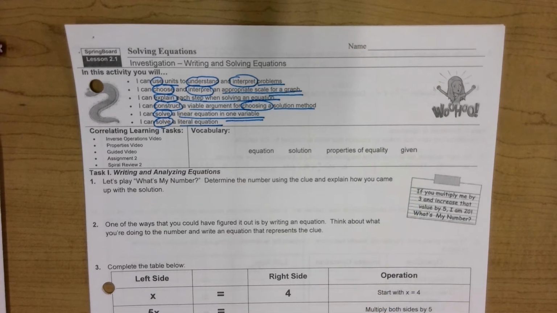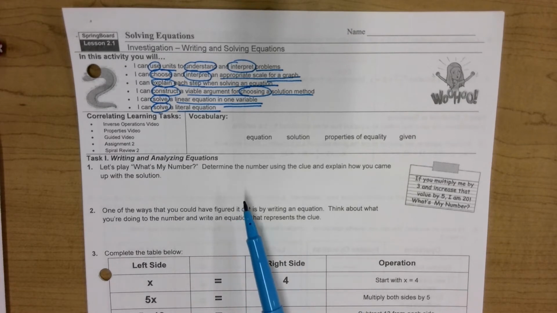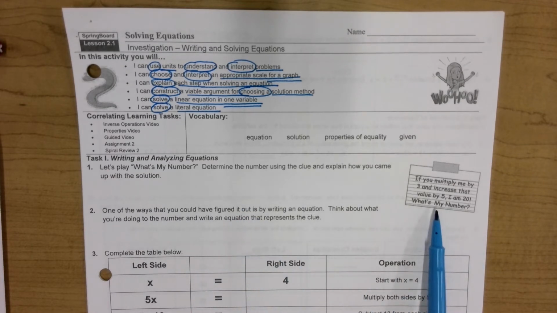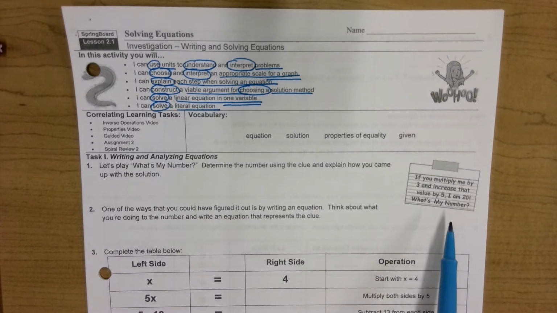All right, to start, I want you to do number 1 on your own. So you have to figure out what the number is using this clue. If you multiply me by 3 and increase that value by 5, I am 20. What's my number? So go ahead and pause it and figure out what the number is. All right, welcome back. So let's check your work.